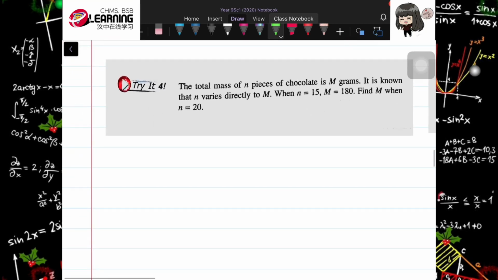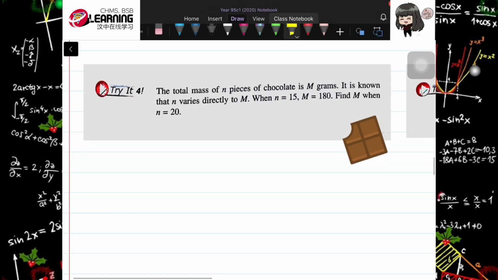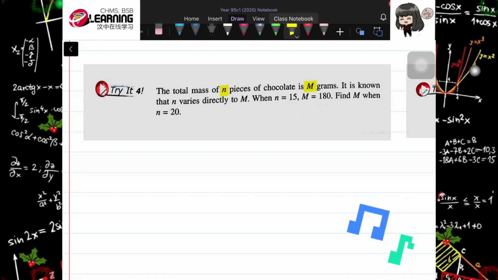So the total mass of n pieces of chocolate is m grams. So we have 2 variables to be exact. We have n, which is the pieces of chocolate, and m, which is the mass of the chocolate. So instead of x and y, we write n and m.